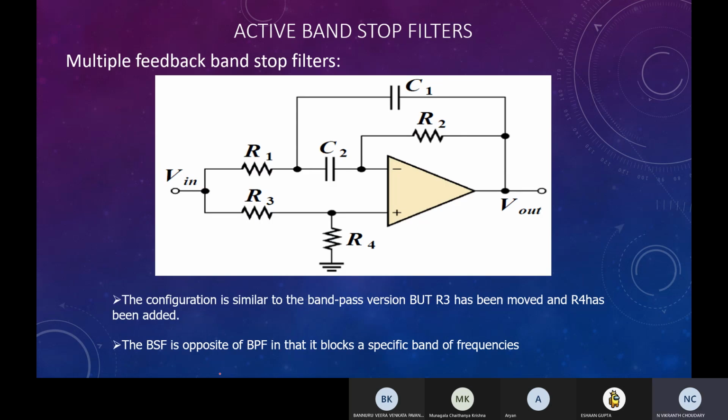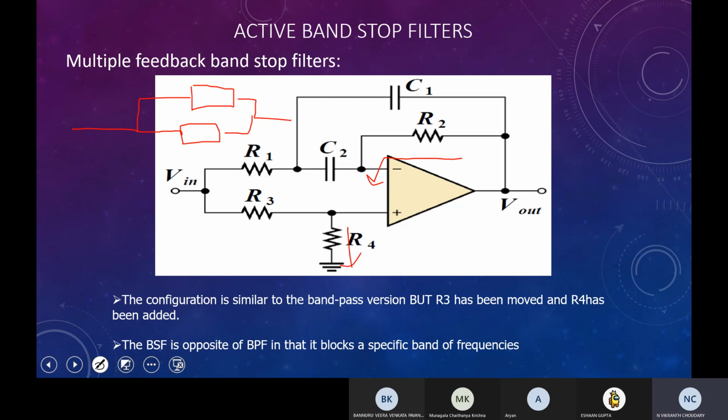And next are band stop filters. So for a band stop filter, this is a multiple feedback band stop filter. So the active low pass and high pass filters need to be in parallel. So this would give us a band stop filter. If that is in series, then it would give us a band pass filter. So you can remember this circuit. There is another resistor over here, R4, as well. So this is a multiple feedback band stop filter.